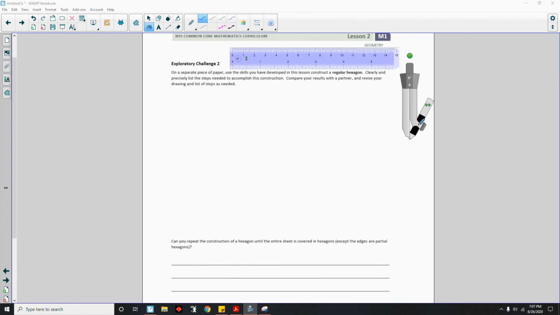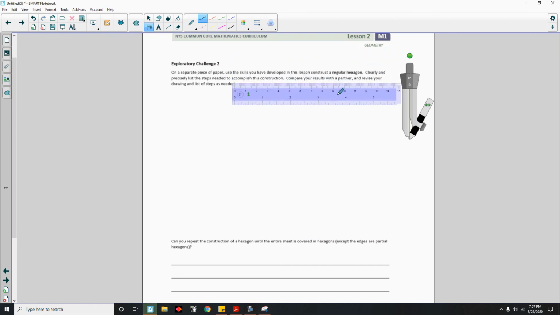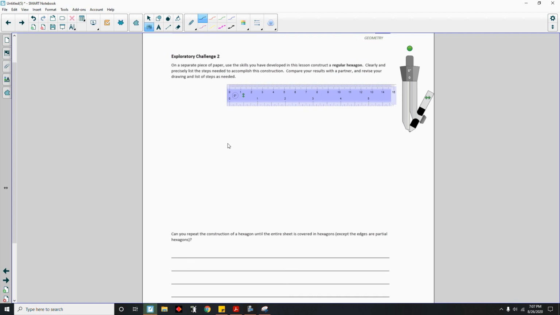Okay, page 3 brings us to exploratory challenge 2. It says, on a separate piece of paper, use the skills you have developed in this lesson to construct a regular hexagon. Okay, remember a hexagon's a six-sided figure. Clearly and precisely list the steps needed to accomplish this construction. Compare your results with a partner and revise your drawing and list of steps as needed.